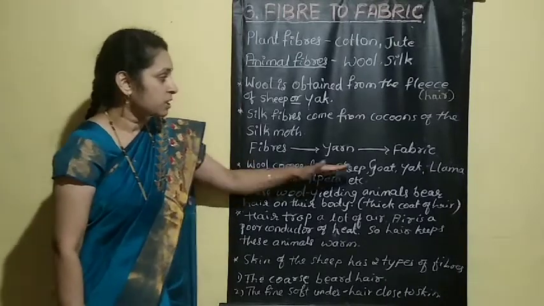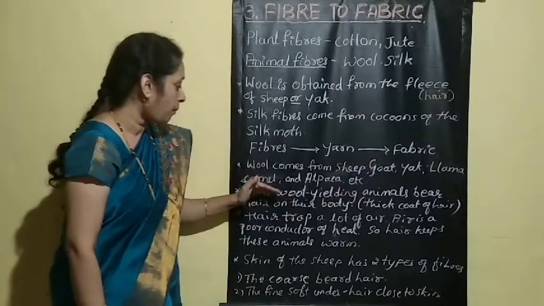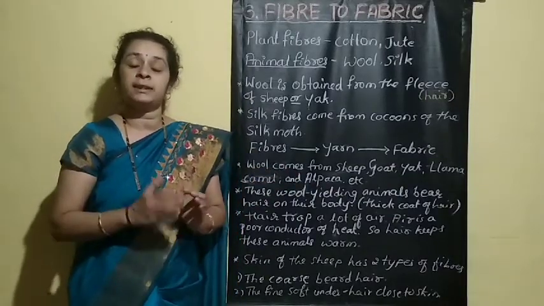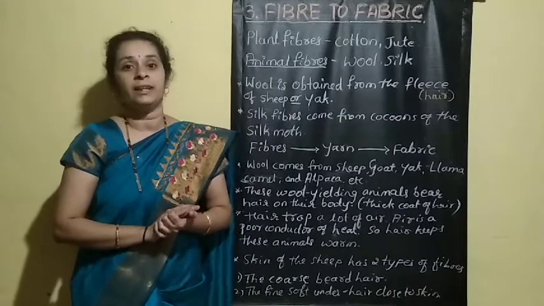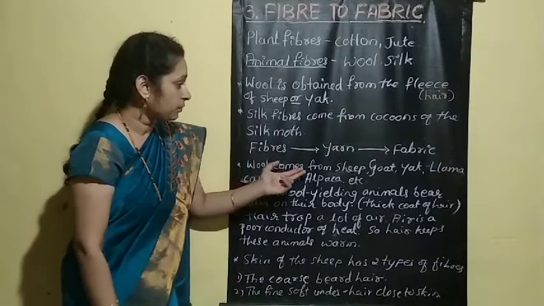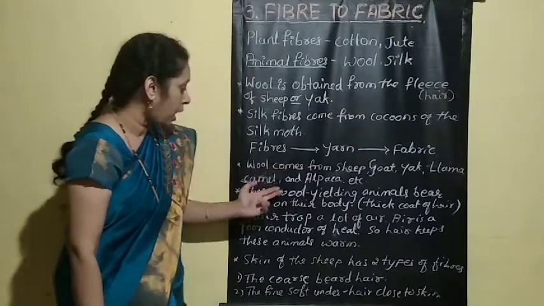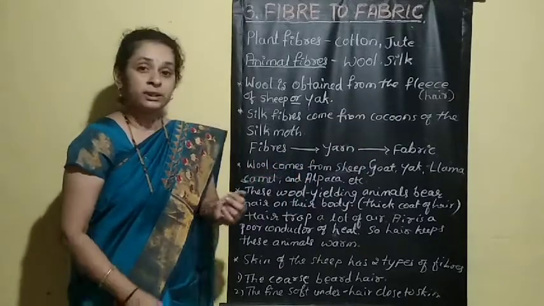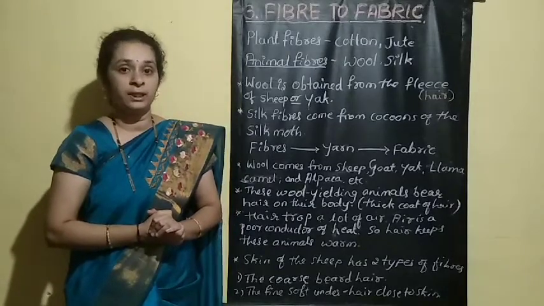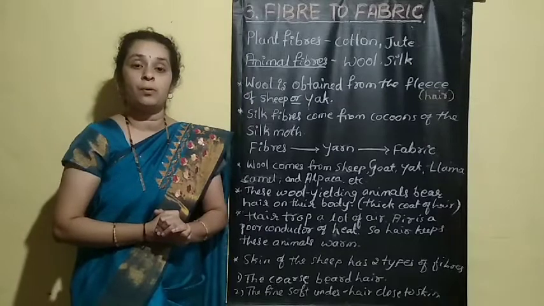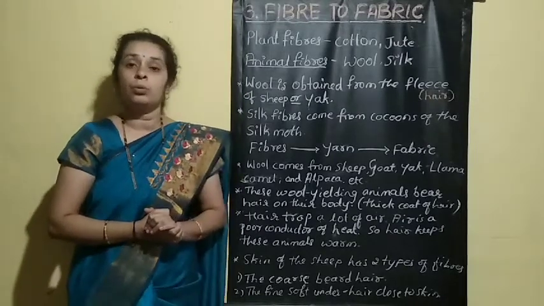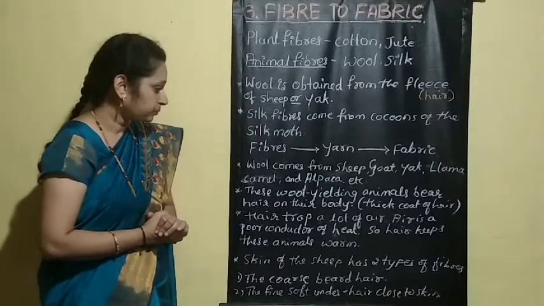Wool comes from sheep, goat, yak, llama, camel and alpaca, etc. These are the examples of wool yielding animals. What are the examples of wool yielding animals? Sheep, goat, yak, llama, camel and alpaca are the examples.